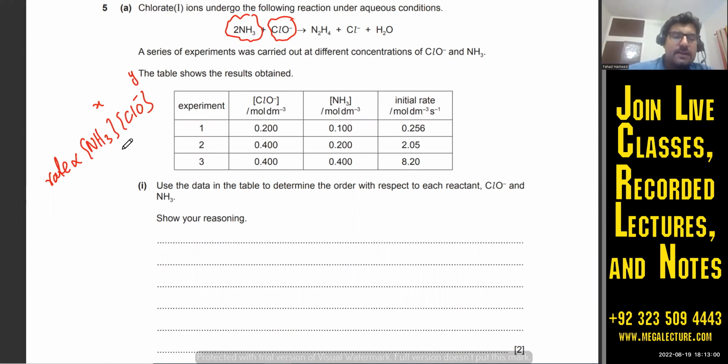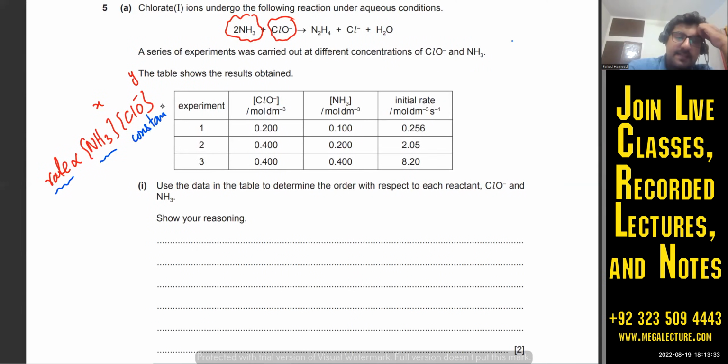So what I'm going to do is investigate how the rate varies with respect to NH3. I want to figure out only this relationship: how the rate of the reaction varies with NH3 concentration. So for that, I would have to keep this other one constant. Remember, if you're trying to compare two variables, you have to keep all the other variables constant.